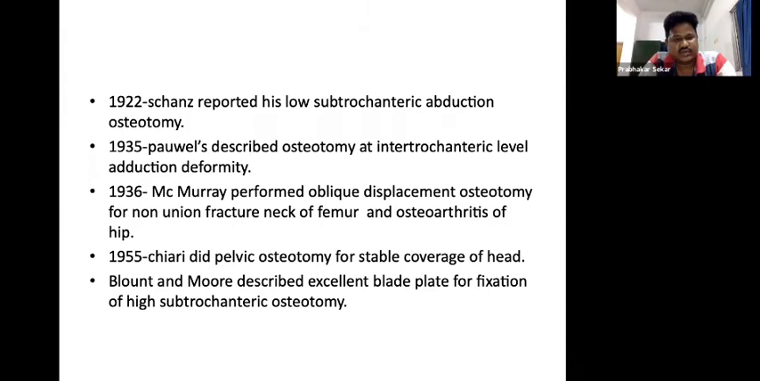In 1922, Shanz reported his low subtrochanteric abduction osteotomy. In 1935, later on, Powell described osteotomy at the intertrochanteric level. And in 1936, McMurray treated the non-union fracture neck by doing an oblique displacement osteotomy. In 1955, Cherry did pelvic osteotomy for the coverage of the femoral head. And Blount and Moore did a subtrochanteric osteotomy with blade plate fixation for fracture non-union neck of femur.